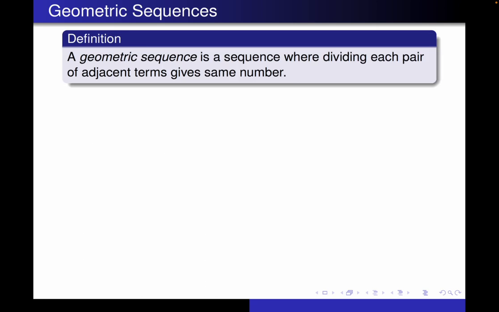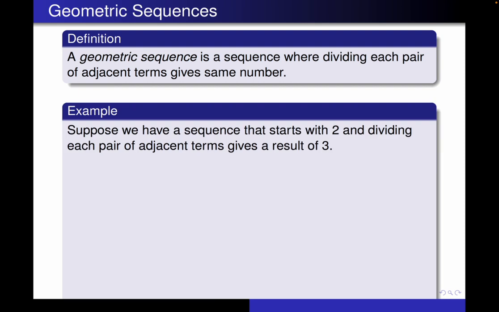Alright, so a geometric sequence is a sequence where instead of subtracting each pair to get the same number, now we're going to divide each pair of adjacent terms to give the same number. And as before, I will show you an example to see how that works. So suppose we have a sequence that starts with 2, and whenever we divide a pair of adjacent terms, we get a result of 3.